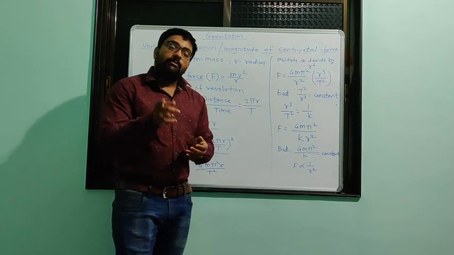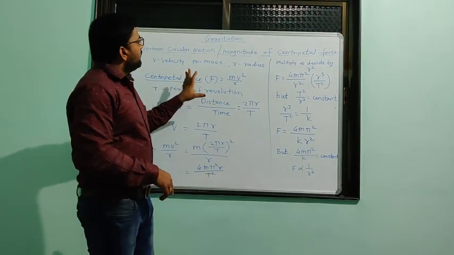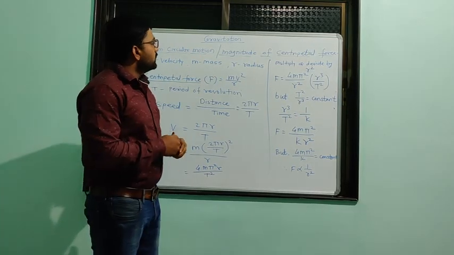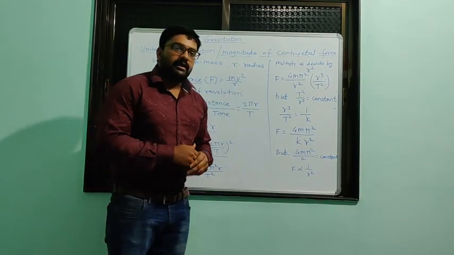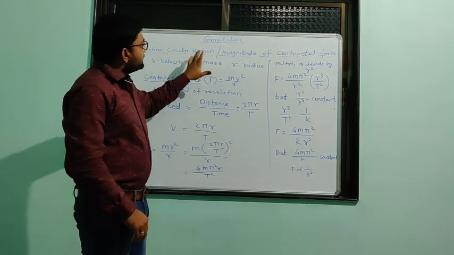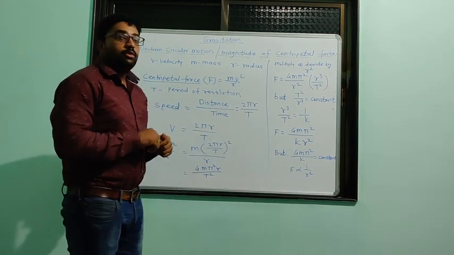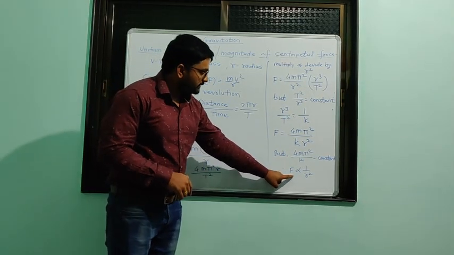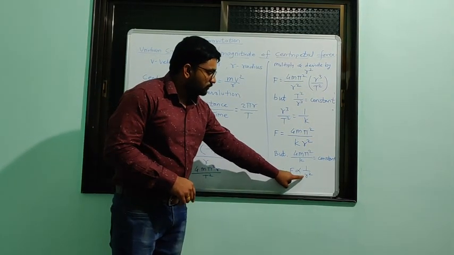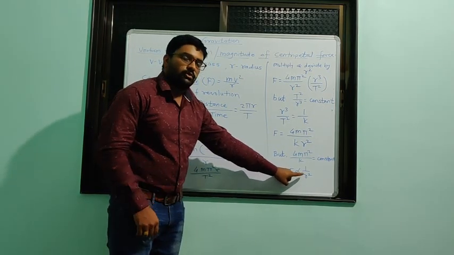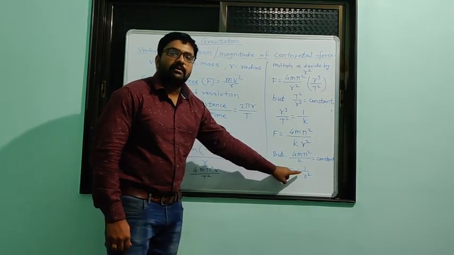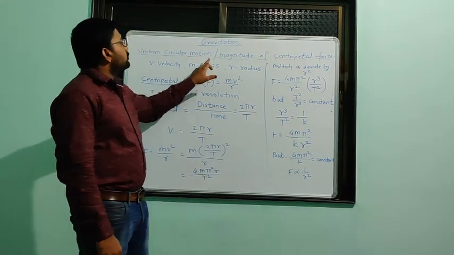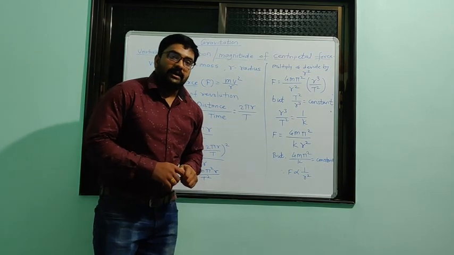By studying that, we now have to study the next topic, uniform circular motion and magnitude of centripetal force. After studying this topic, we have to conclude what the force of attraction is directly proportional to, and that it is inversely proportional to the square of distance between planet and sun. So what we have to study actually is circular motion and magnitude of centripetal force.